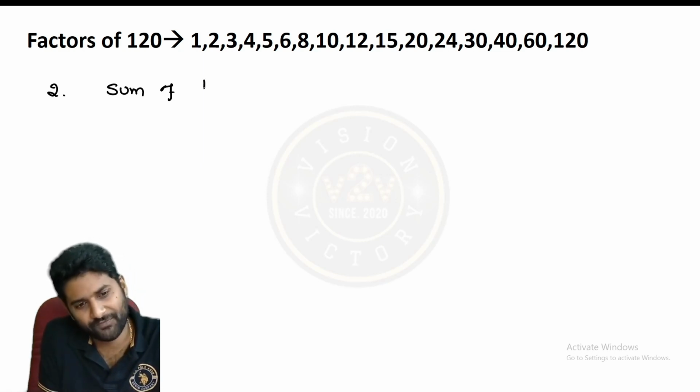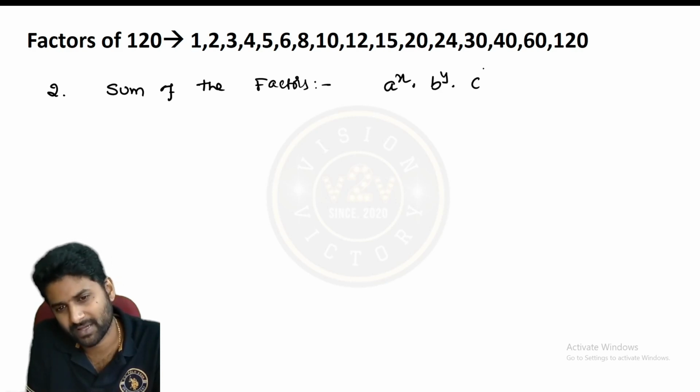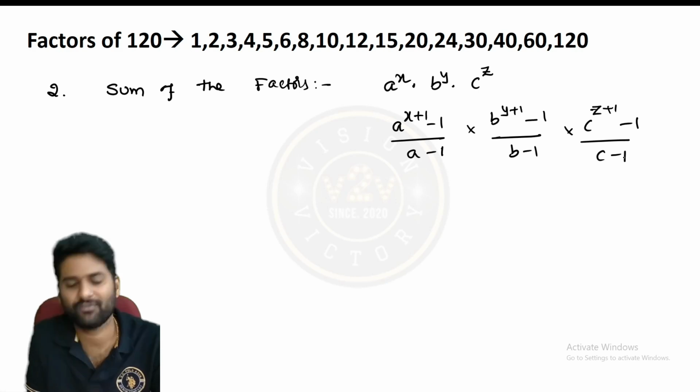Sum of the factors. What is the sum of the factors? Again, the prime factorization form is a power x, b power y, c power z. Now the sum of those factors means (a power x plus 1 minus 1) by (a minus 1), (b power y plus 1 minus 1) by (b minus 1), and (c power z plus 1 minus 1) by (c minus 1). This is the formula, guys.